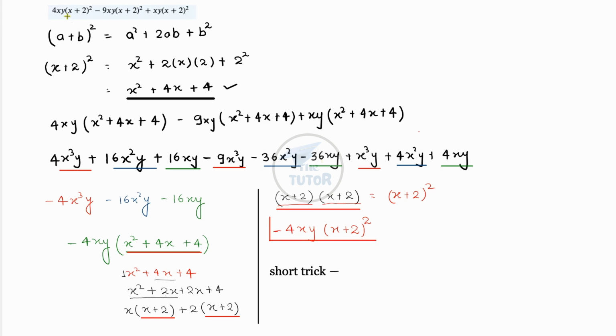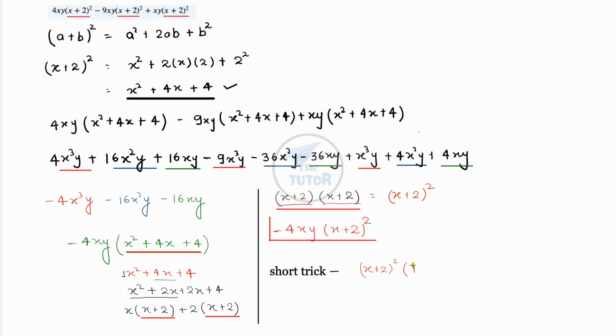What is with all the terms? This bracket, x plus 2 whole square. There are 3 terms separated by negative and positive. x plus 2 whole square is with all of them. The way you took x plus 2 common here, we can take this whole x plus 2 whole square as common, right? So what I will do is I'll take x plus 2 whole square common. And now whatever was with x plus 2 whole square will be in another bracket.